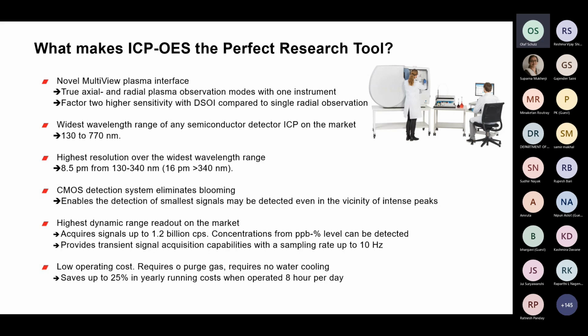The triple interface configuration includes dual side-on observation now, which provides an up to factor 2 higher sensitivity. With its wide wavelength range, the Orca polychromator encompasses the complete ICP-OES elemental scope, including the analysis of the halogens. A uniform high resolution ensures that also in line-richer matrices, interferences are minimized, fewer corrections are required, and the accuracy is improved. And a CMOS detection system eliminates blooming and enables the detection of smaller signals, even in the vicinity of intense peaks from matrix elements.